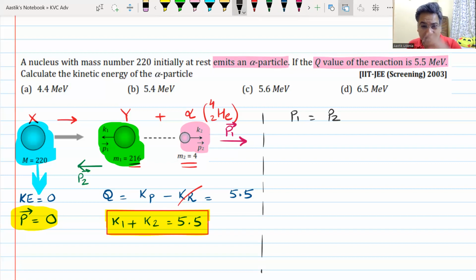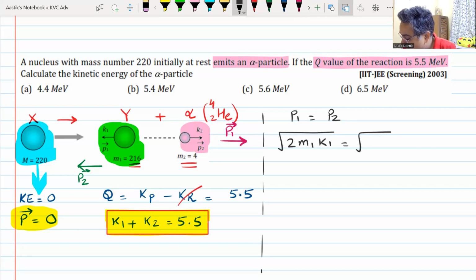Now, we know that you can write momentum as root over 2 times m1 into K1, which will be equal to root over 2 times m2 into K2. Whenever this question comes, it will come with a nucleus of 220. So, M1 into K1 shall be equal to M2 into K2. I hope you understand this. Yes or no?